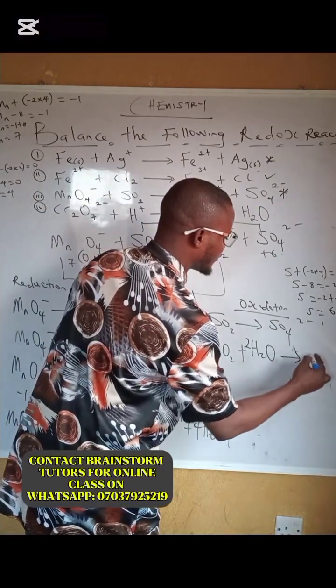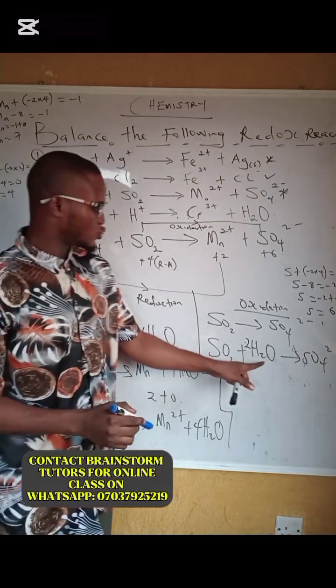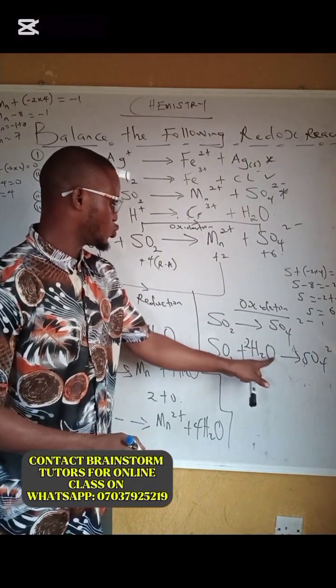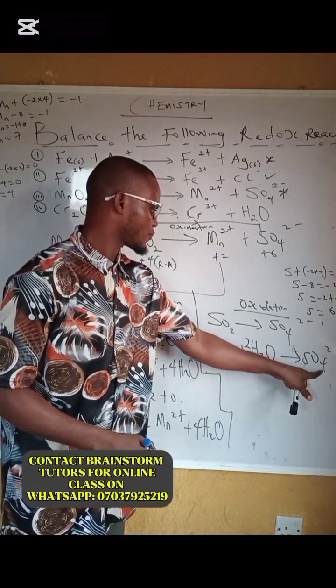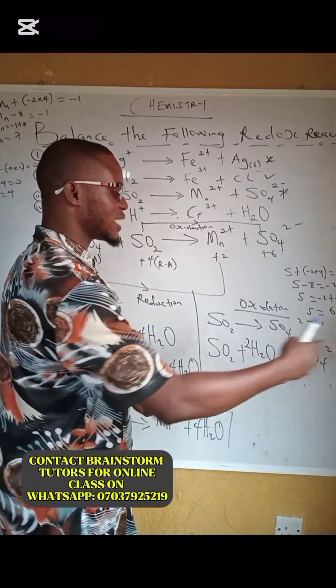So we have SO4 2 minus. So that's complete. 2 oxygen plus 2 from the water, that is 4. Then we also have 4 hydrogen. So I now need to add hydrogen ion to the side that is lacking what?